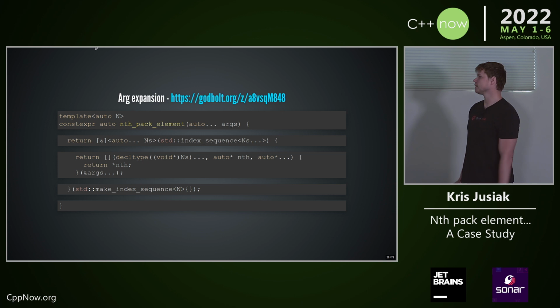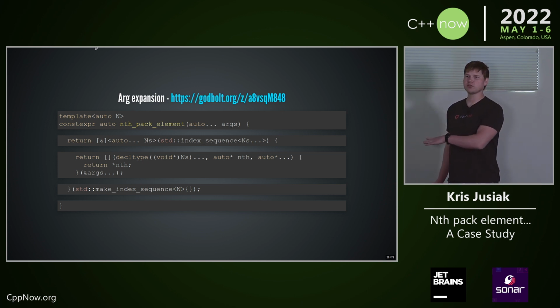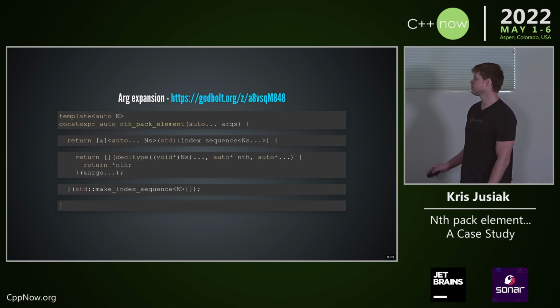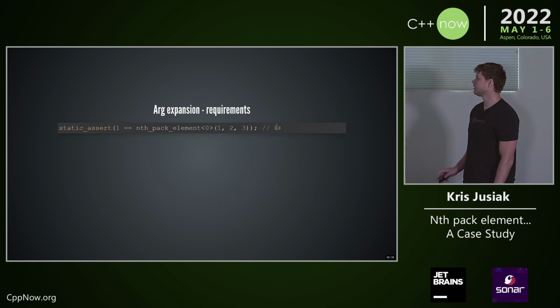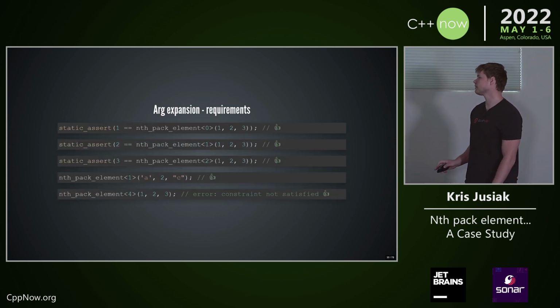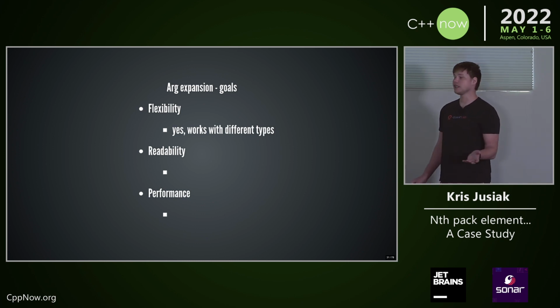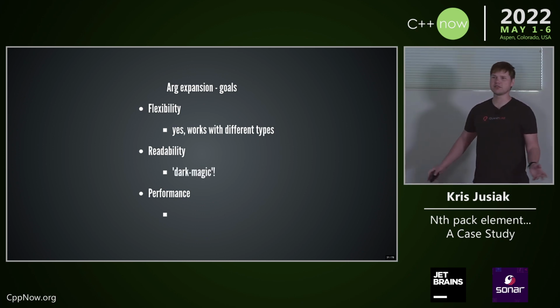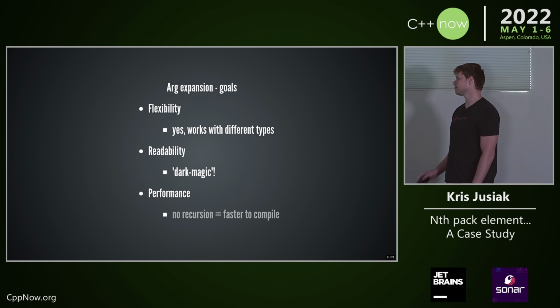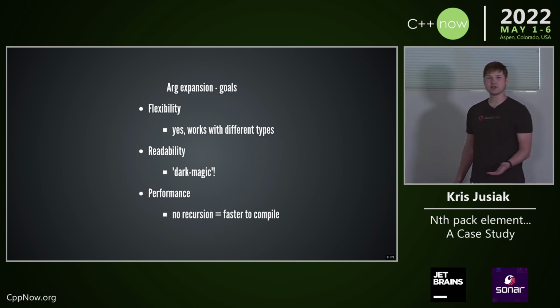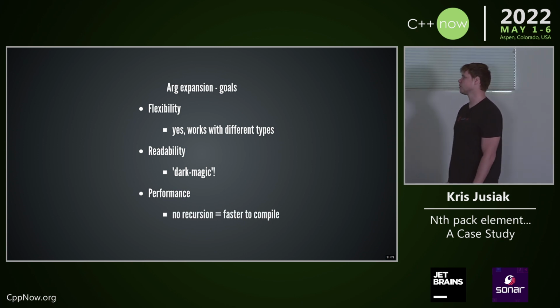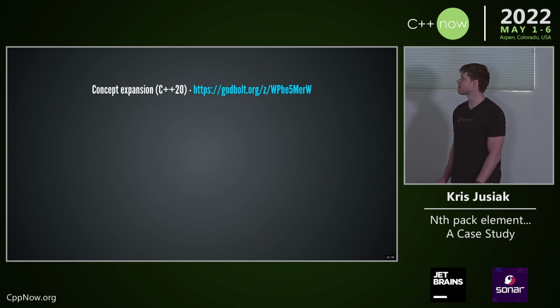So yeah, we can do that. Obviously, that's library code. We don't want to see that probably in production. But it satisfies all the requirements. Works with different types. It's a bit of dark magic, I'd say. But there's no recursion, so probably it's faster to compile. That's the claim at this point.